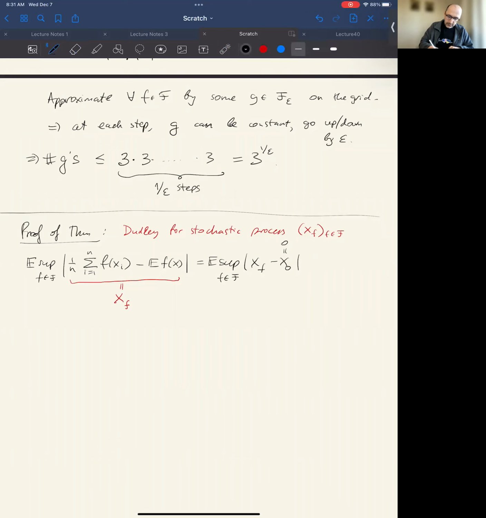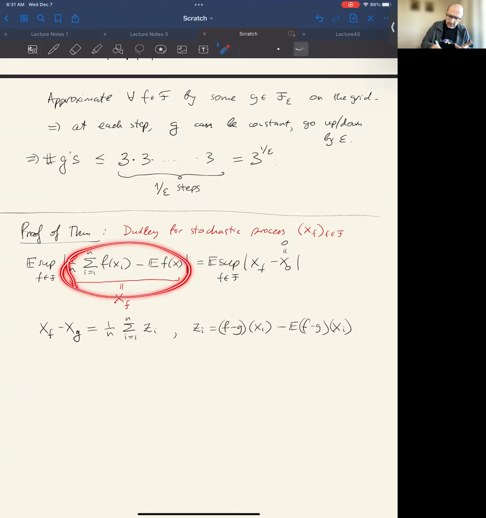Good. So for Dudley inequality, we need to check that X_f minus X_g, these increments, we need to bound this. We need to prove that this process is sub-Gaussian. So let's do it. So what's X_f minus X_g? That's 1 over n sum of Z_i, where Z_i is (f minus g)(x_i) minus expected value of (f minus g)(x_i). I just subtracted X_f minus X_g, and that's it.